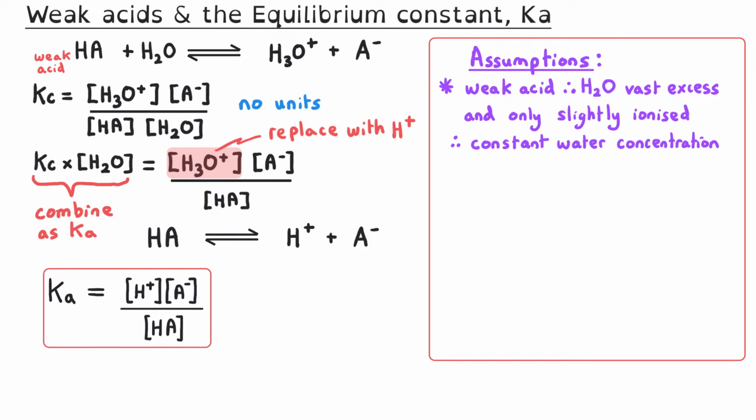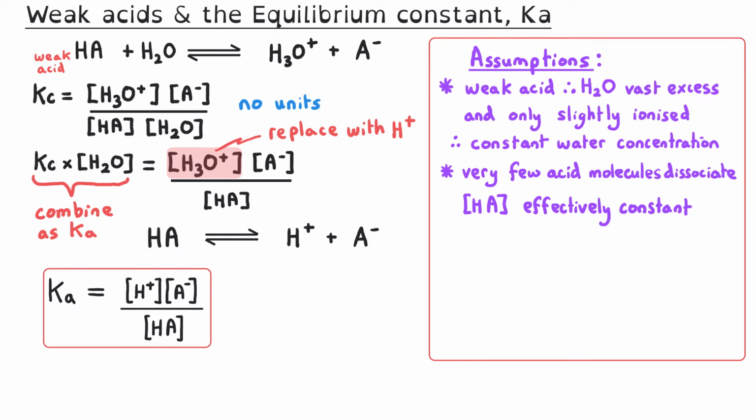The second assumption that we need to make is that since we're working with a weak acid, very few acid molecules will dissociate, and so the acid concentration is effectively constant. And that means that the acid concentration that we knew when we made up the solution of the weak acid will be the same as the concentration of that weak acid once equilibrium has been reached, because such a small proportion of this acid has dissociated. And so that means that we can know the concentration of the weak acid and we can know the Ka for this acid, and this allows us to work out the pH at equilibrium.